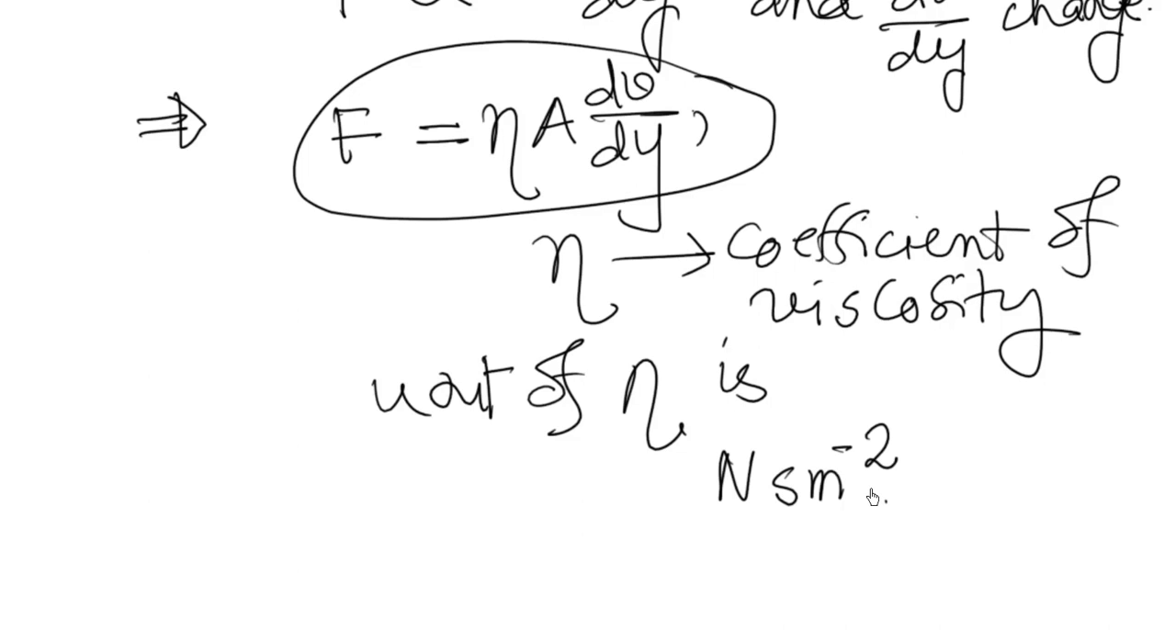Now, if we say the coefficient of viscosity of water is 10 to the power minus 3 Newton second per meter square, what is the meaning of this? The meaning of this is that if two layers of water of 1 meter square area are at a distance 1 meter from each other, then 10 to the power minus 3 Newton force is necessary to maintain a relative velocity 1 meter per second between them. Okay, now effect of temperature and pressure on viscosity.